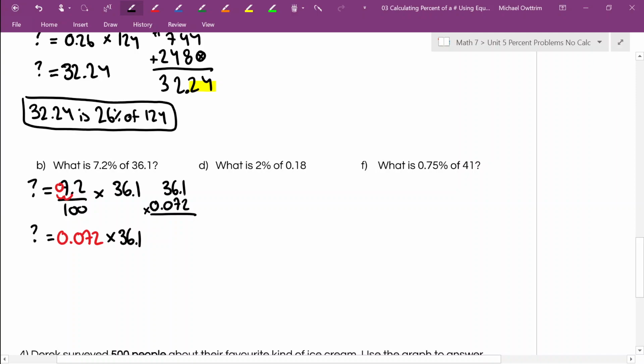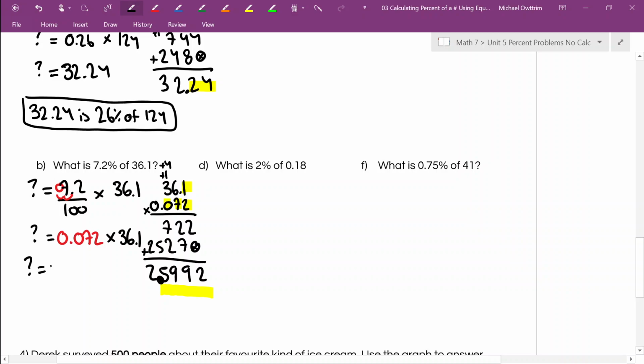2 times 1 is 2. 2 times 6 is 12. 2 times 3 is 6, plus 1 is 7. 7 times 1, 7 times 6. 7 times 3 is 21, plus 4 is 25. 2, 9, 9, 5, 2. 1, 2, 3, 4 total digits in decimal places. So 4 total digits in decimal places of our answer.